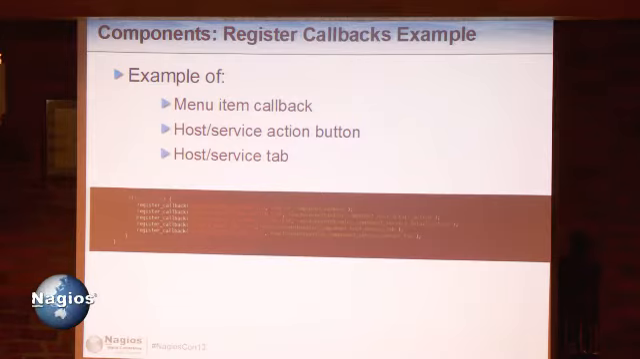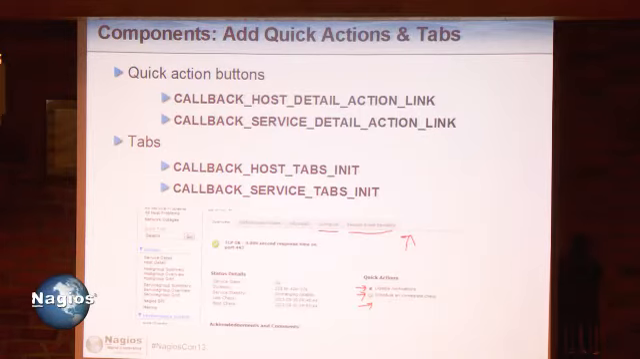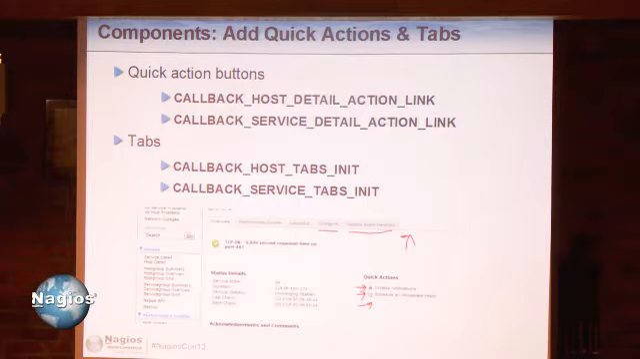So an example of these registered callbacks is right here. I have 3 examples of some that are pretty helpful if you're trying to make a component that is going to do something in your XI instance. The menu item callback, the host service action button, and the host service tab. For quick actions and tabs, these are the callback definitions. They're pretty simple, and I just have a little display of where the tabs are going to be and where the quick actions are going to be if you do use those.